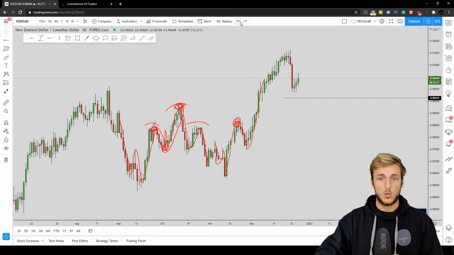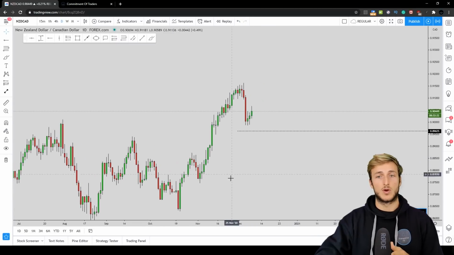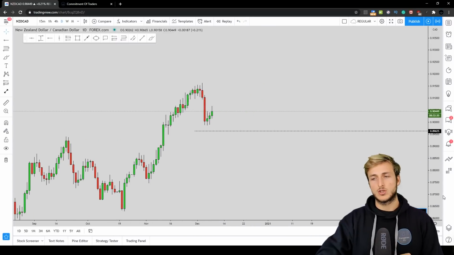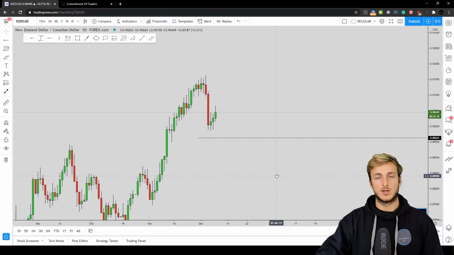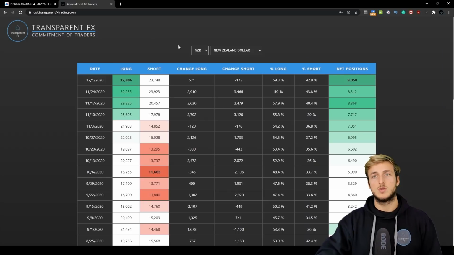But at the moment, what do we have and how can we be looking to capitalize on the next move for NZD CAD? Now, before I show you that, let's first go and see what we have from a COT perspective, so commitment of traders, which is what hedge funds are currently doing in the market.